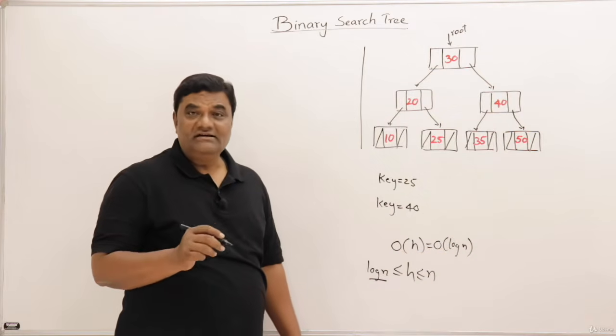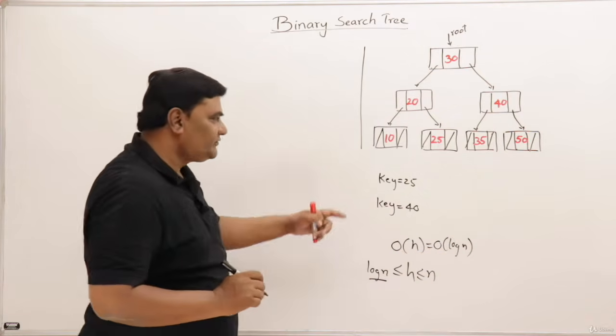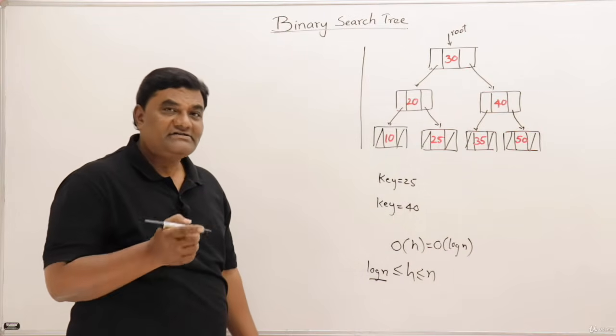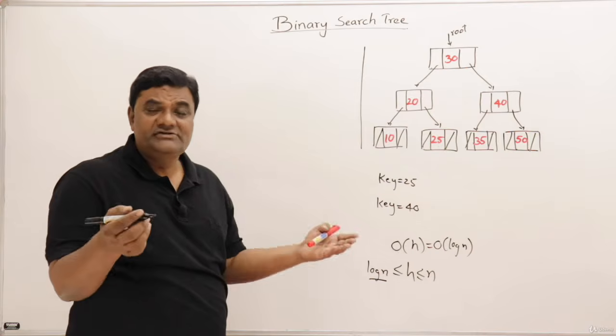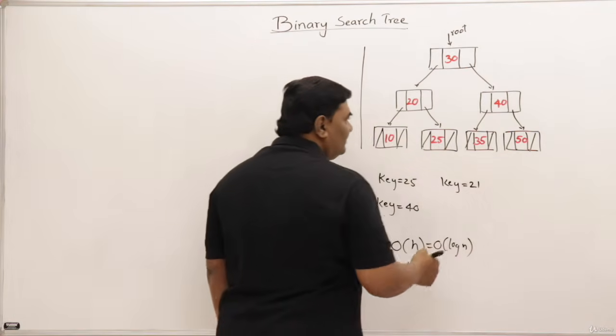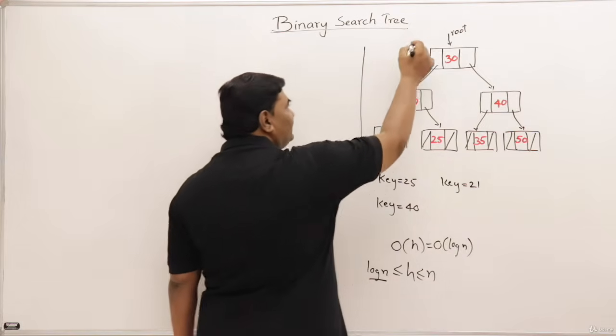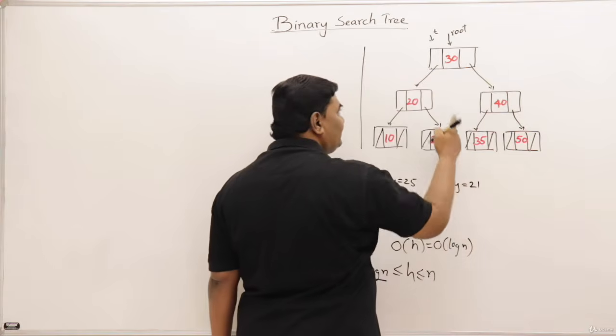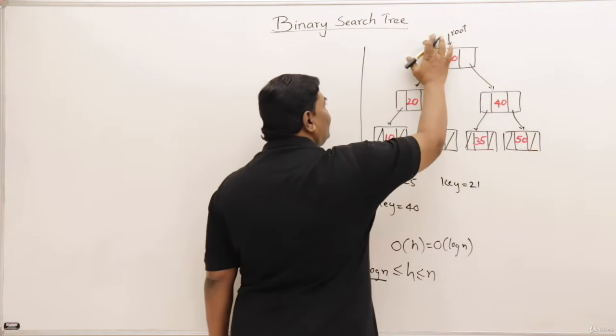Next, we look at unsuccessful search. See, in these 2 searches, the key elements were present in the tree. So this is a successful search. If the key element is not present, then what happens? Let us take a key element, 21. Start searching. Start from the root. Compare data with the key. Key is smaller than data. So go to the left side.